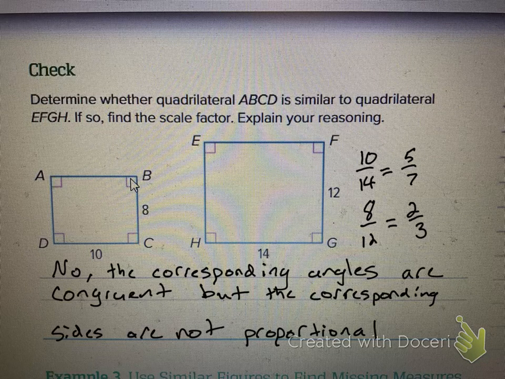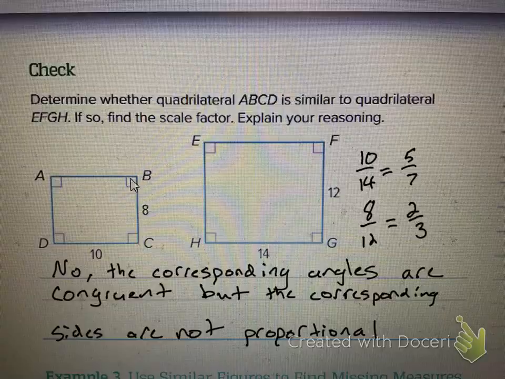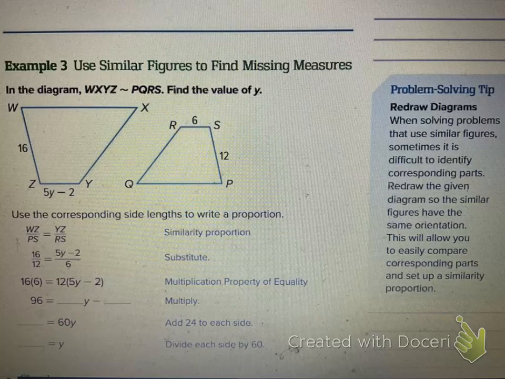All right. So next part here. We're using similar figures to find missing measures. That was pretty cool. I said SimFigs, right? Similar figures. So here in the diagram, we have WXYZ is similar to PQRS. Find the value of Y.